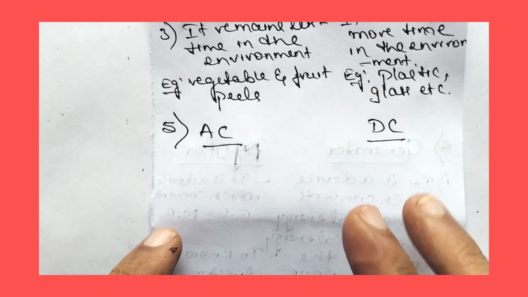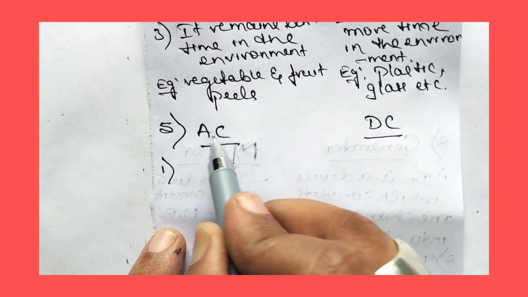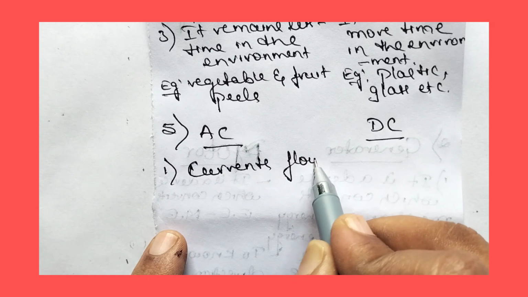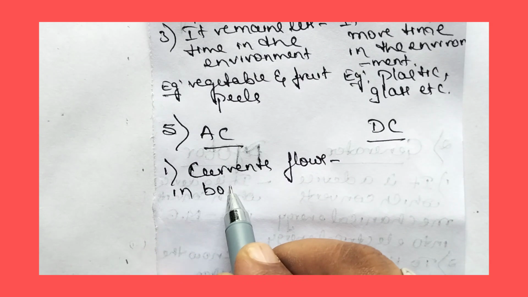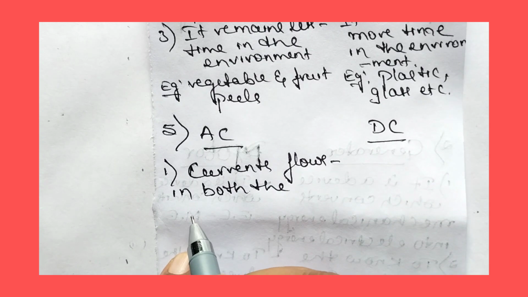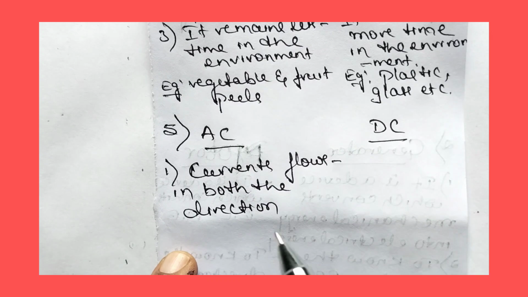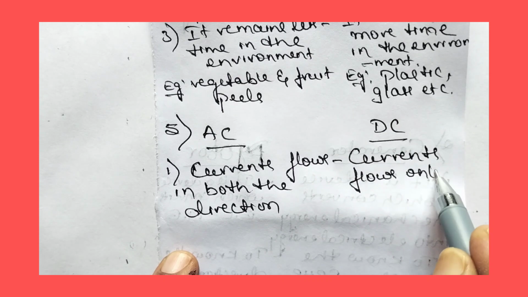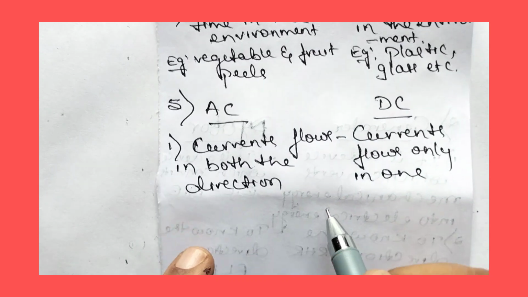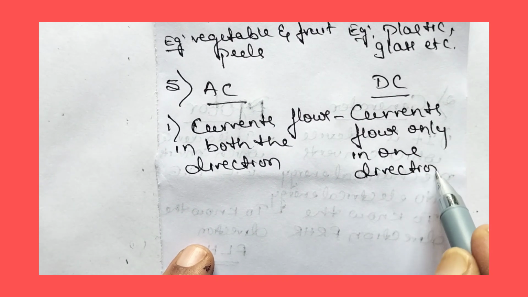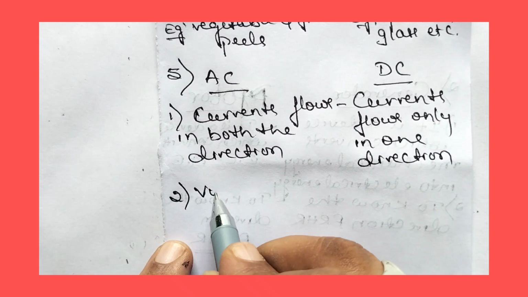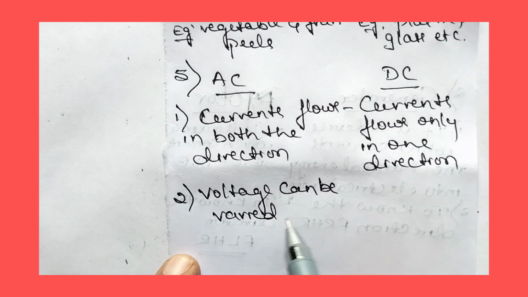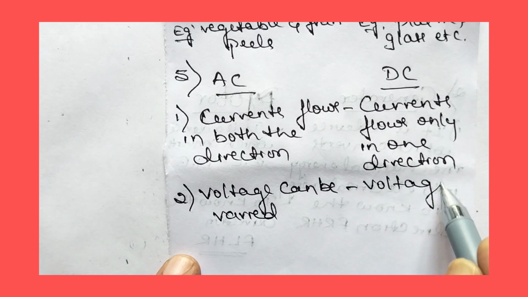Now let us move to the next one. What are the differences between AC, alternating current, and direct current? In AC, current flows in both directions. In DC, current flows only in one direction. Second difference: in AC, voltage can be varied. In DC, voltage cannot be varied.